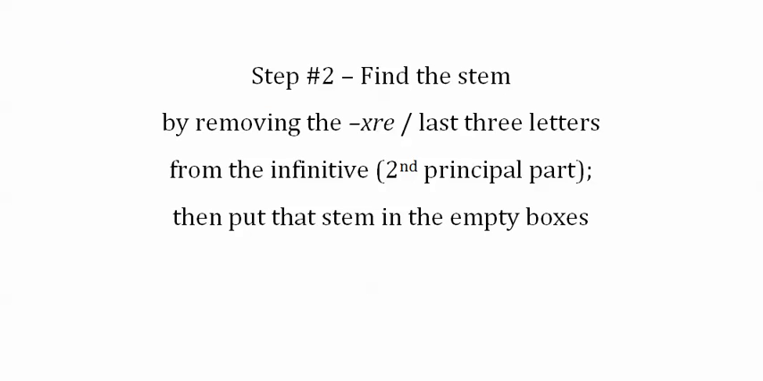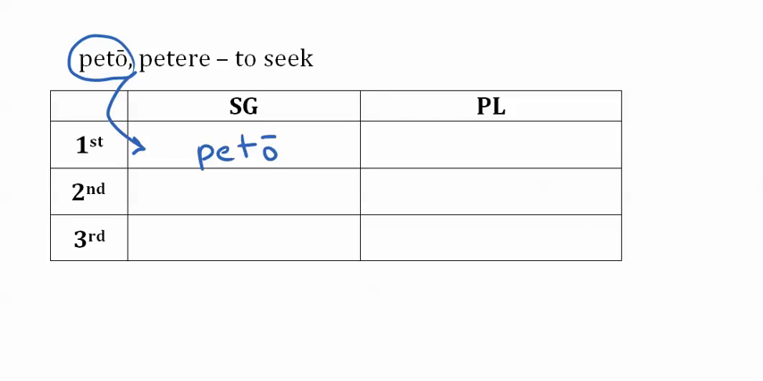Now I need to find my stem, and I'm going to do that by removing the last three letters. In this case, it's E-R-E, but that first vowel could be different if we were looking at another verb, from the infinitive, or the second principal part of the dictionary definition, and that'll go in all those boxes that we haven't dealt with yet. So if I ignore the E-R-E, the end of the infinitive, I'm left with the stem, which is just pet, P-E-T. And I'm going to put that in all these other boxes, and that will be the beginning of all my present tense forms.